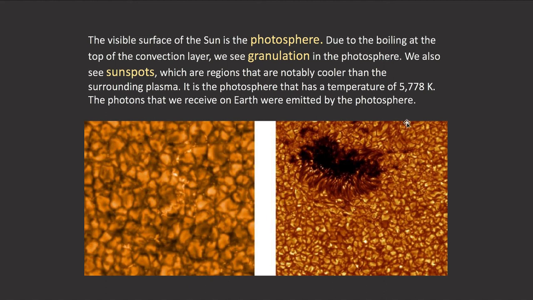And then last point on this is that the temperature of the star, which I've said is the surface temperature, is the temperature of the photosphere. So when I said the surface temperature of the sun is 5,778 Kelvin, that's the temperature of this photosphere layer.